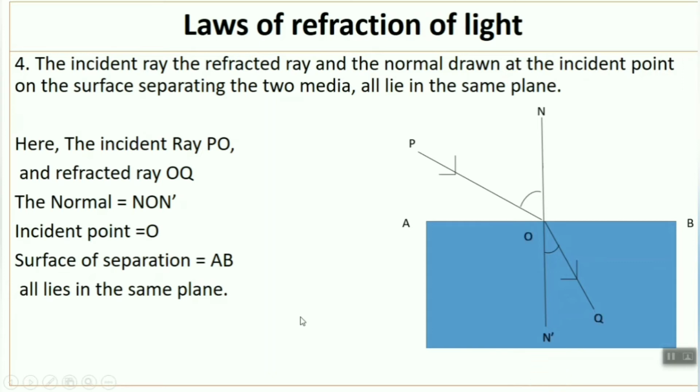Fourth one, see here what will happen. The incident ray, which one is the incident ray, my dear students? PO. The refracted ray is OQ. The normal NON prime is drawn at the point of incidence, that is O, on the surface separating the two media. All lie in the same plane. Clear?